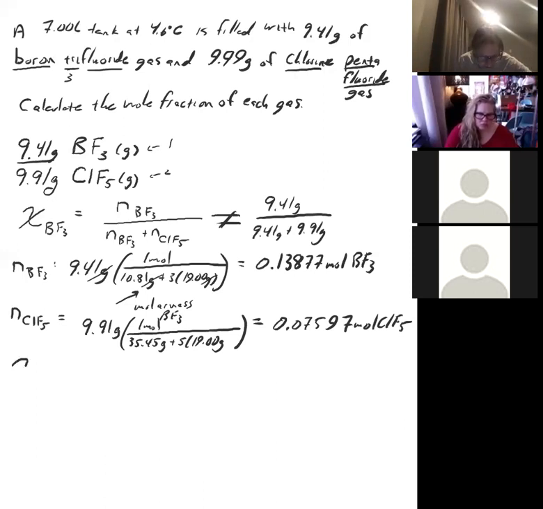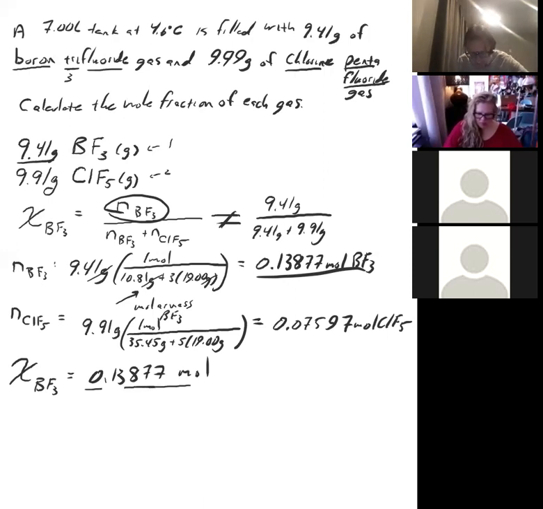The mole fraction of boron trifluoride would be the moles of boron trifluoride, so that's right here. I'll put the units in there, but remember the mole fraction is going to be unitless because the moles are going to cancel. And then divided by the total number. So that would be 0.13877 plus 0.07597.